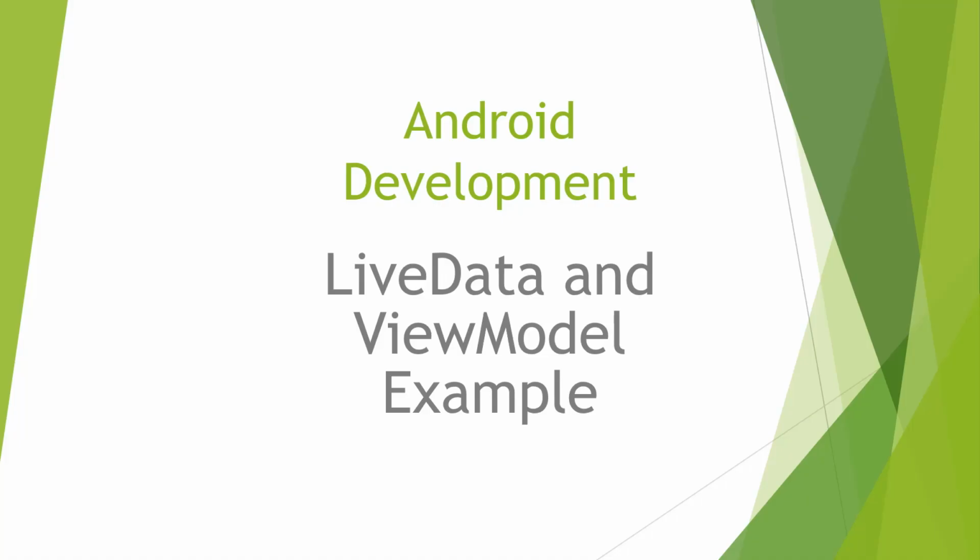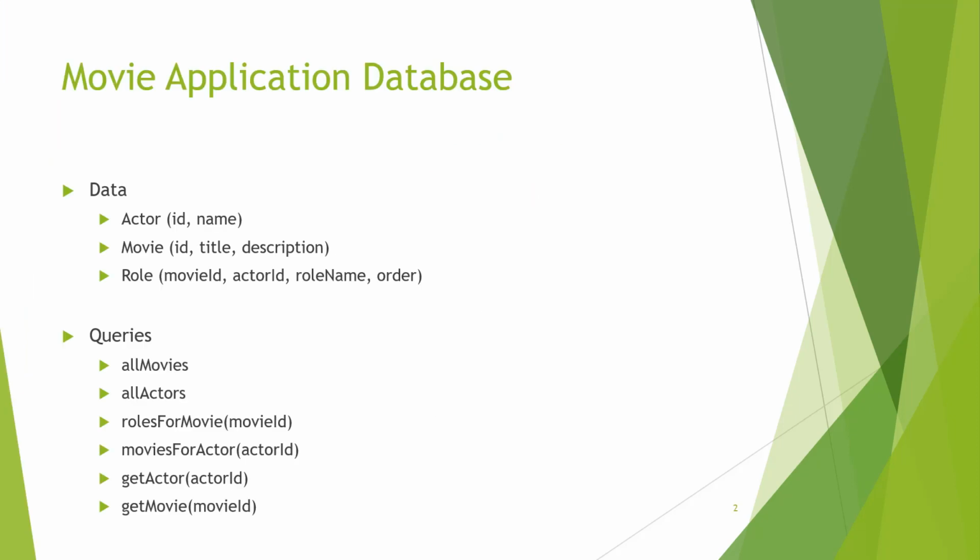Let's take a look at a live data and view model example. Now to start with, let's think about what our database is going to contain. I'm going to create a little movie application here. It's going to have information about actors, movies, and then the roles between them.